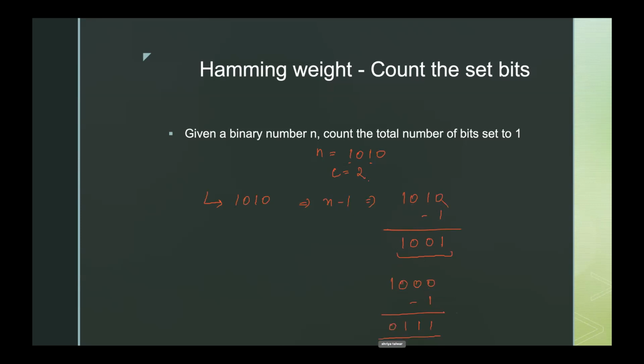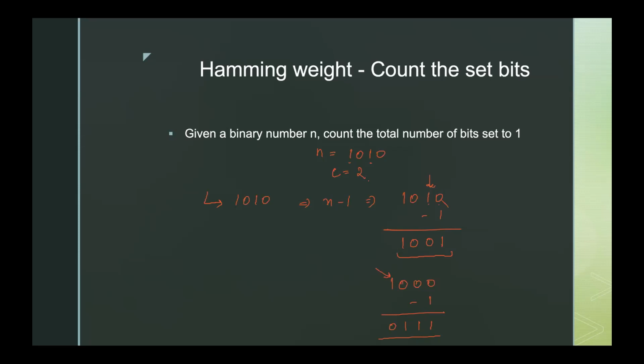Okay, so what you observe is that whenever we subtract 1 from any binary number, it will invert all the bits up to the first set bit. So these bits were inverted, that is 1 became 0 and 0 became 1. And in this case also you can see the first set bit was here. So the bits are going to be inverted like this: 0 became 1, 0 became 1, 0 became 1, and 1 became 0.